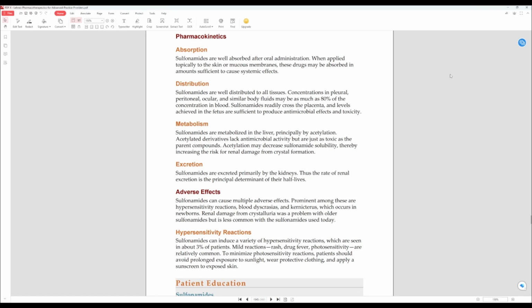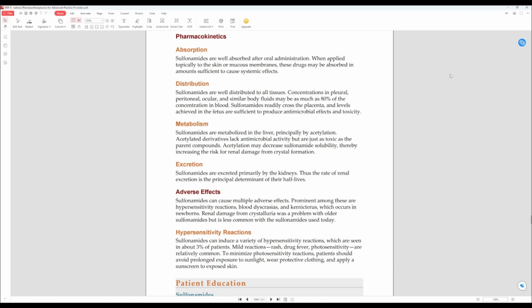Concentrations in pleural, peritoneal, ocular, and similar body fluids may be as much as 80% of the concentration in blood. Sulfonamides readily cross the placenta, and levels achieved in the fetus are sufficient to produce antimicrobial effects and toxicity.